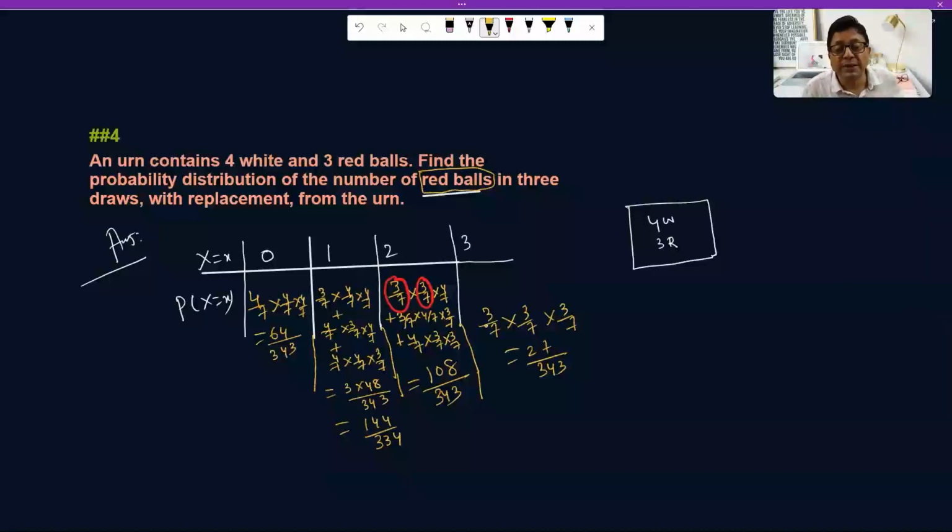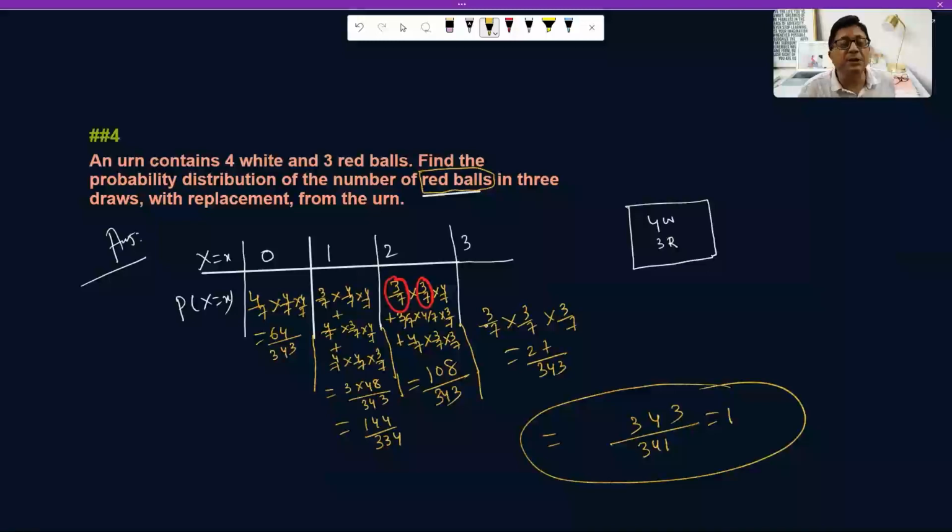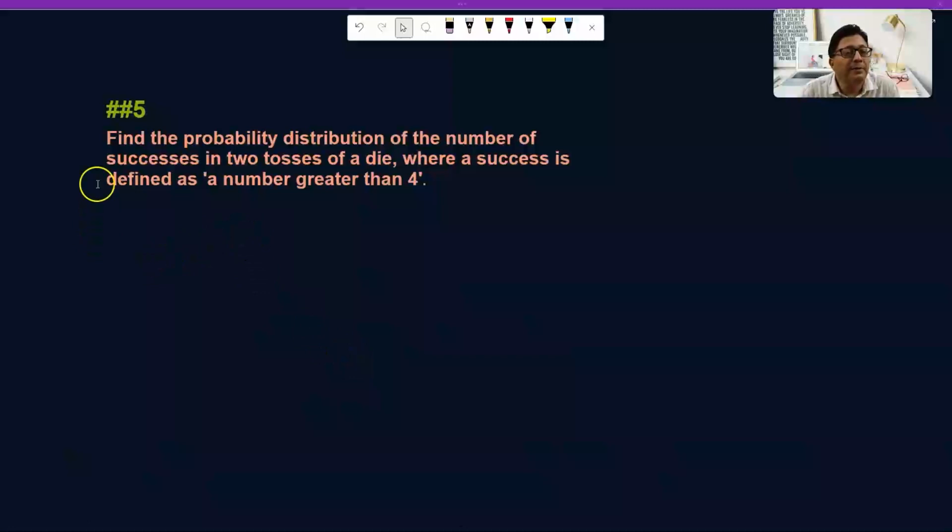So sum is coming equal to 3. Every time you can check. Then this is coming 4 and this is also 3. So result is 1. All the time, the sum of these probabilities should be equal to 1. Never be confused. Here the problem is a bit different.